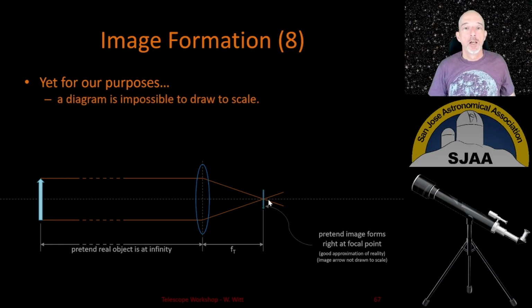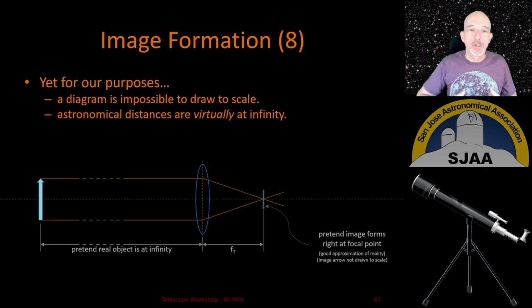Okay. But for our purposes, we've got to think about this. Diagrams are really impossible to draw to scale, especially with astronomical distances. I cannot truly draw the right distance here, and the image would be so close to the focal point and so tiny that it's effectively impossible to draw. So this is where we're going to cheat a little bit. Let's pretend that the image does in fact form right at the focal point, and we can get away with that by saying that astronomical distances are virtually at infinity.